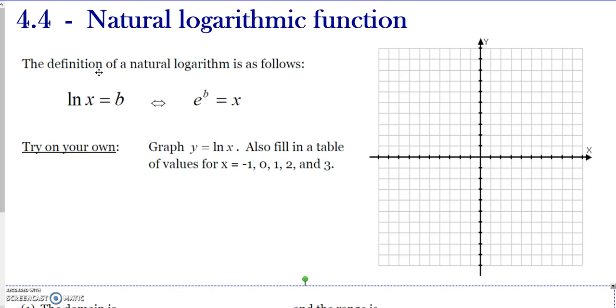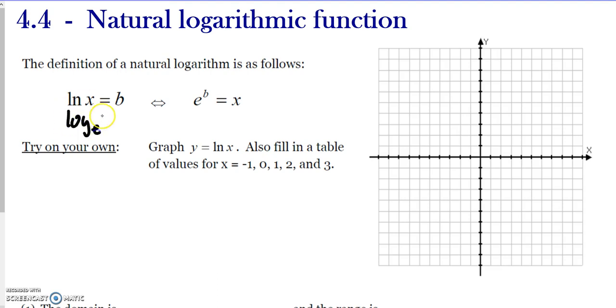If you recall, that is actually where you have base e, so you would have log base e of x equals b. Again, you don't typically ever see it written that way. It's always written with ln, but that's what it's assumed to be, base e. That's the logarithmic form. Rewriting in exponential form is e raised to the b equals x.